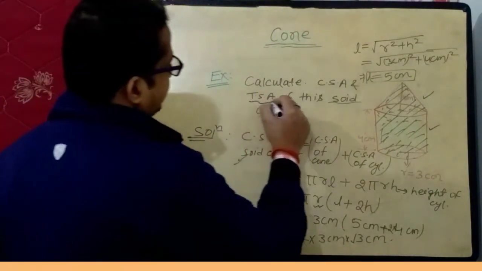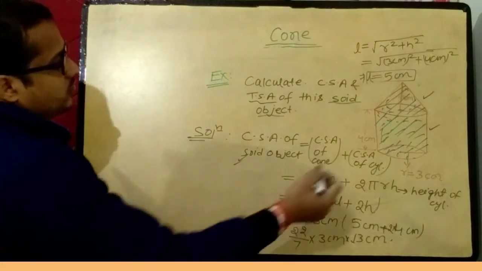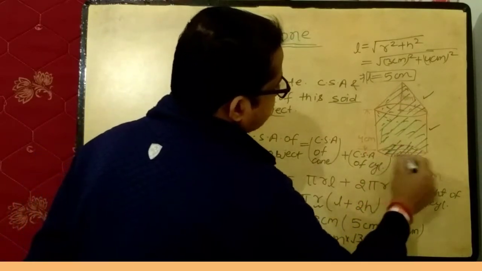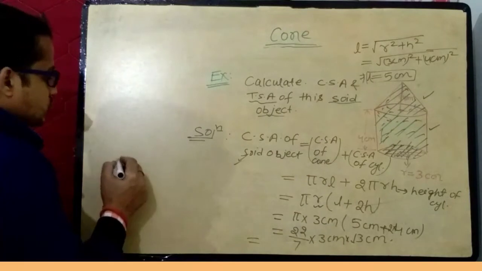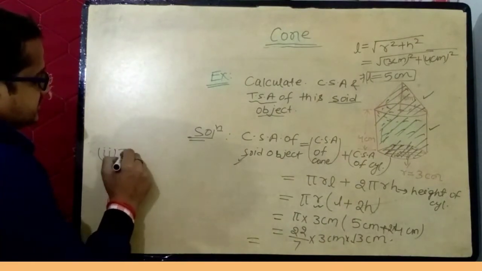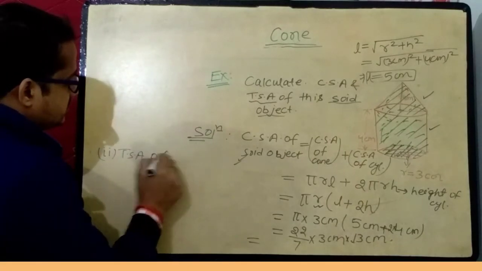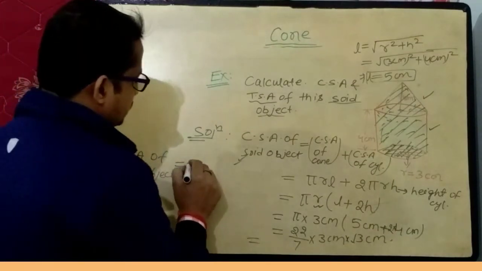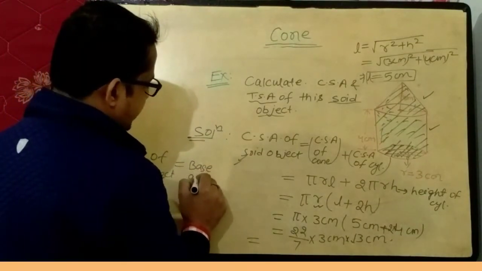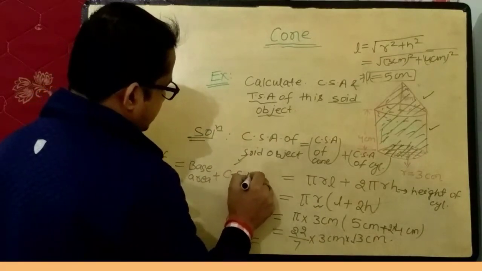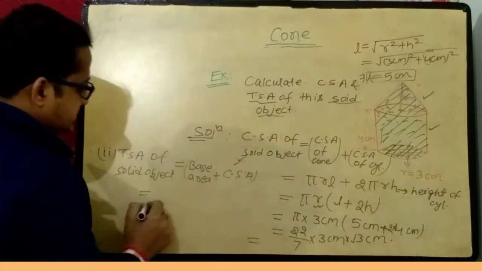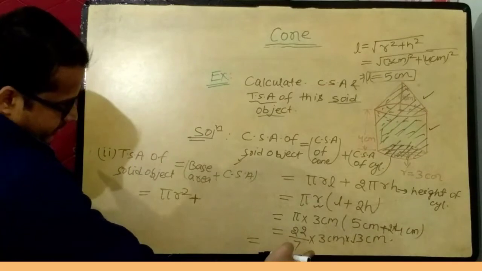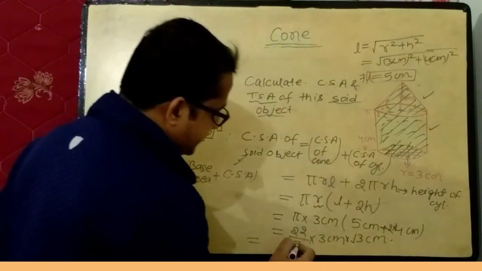Now in order to calculate the total surface area of this object, one more surface will get added to this curved surface area, that is the bottom portion of this solid object. So second part is TSA of solid object equals base area plus CSA. Base is in the form of a circle, so its area is pi r square. Plus what you will get while calculating it, simply just solve it.